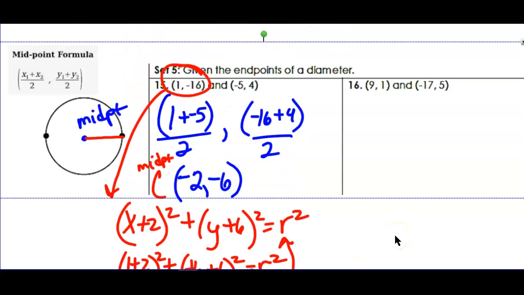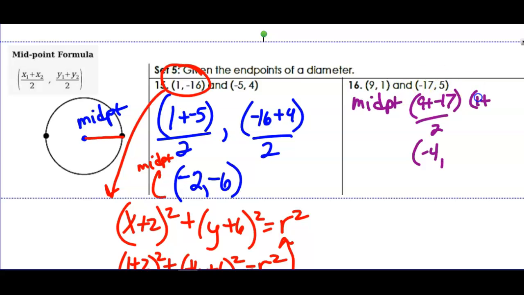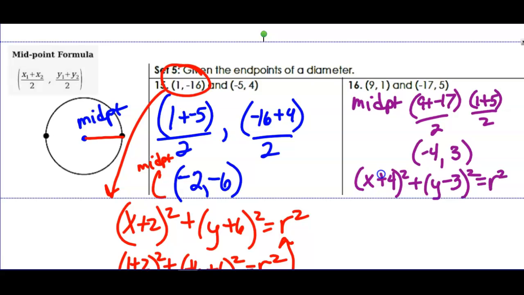All right, last question. I'll try to write a little bit smaller this time. Again, if these are the endpoints of the diameter, you need the midpoint, which would be 9 plus negative 17, which is negative 8 divided by 2, which would be negative 4. And 1 and 5, 6 divided by 2 is 3. And then I'm lazy, so I just put those into the equation of a circle. And then I put one or the other of these points in for x and y.